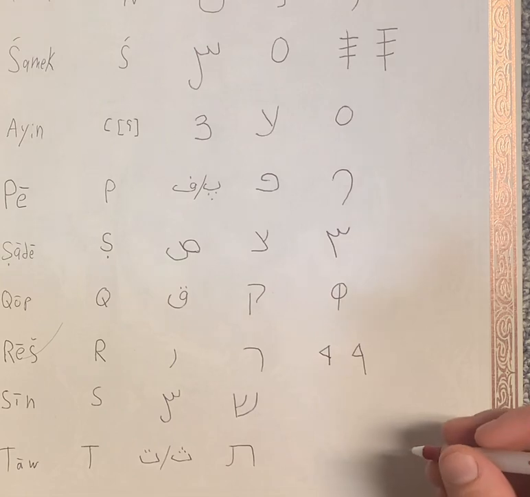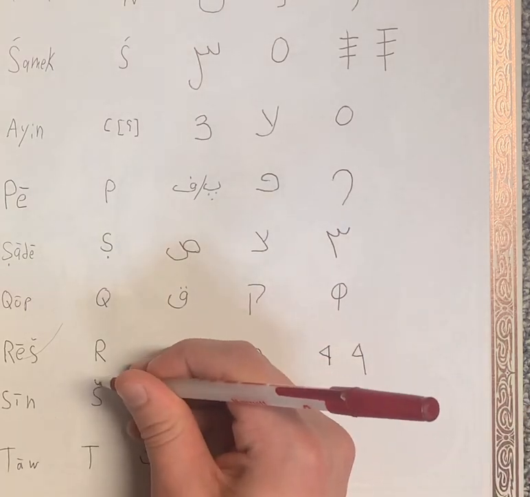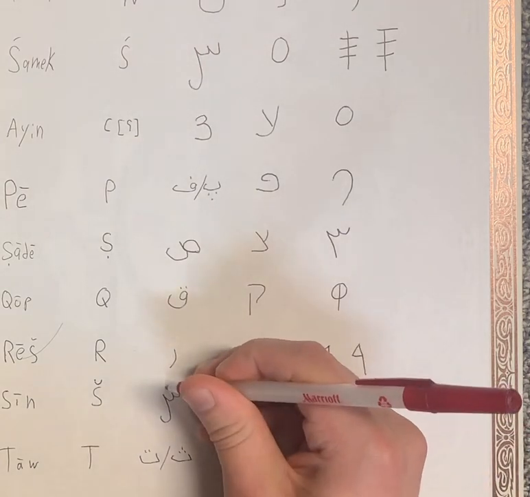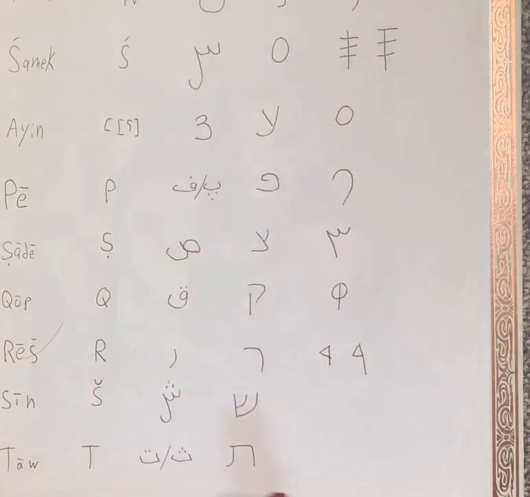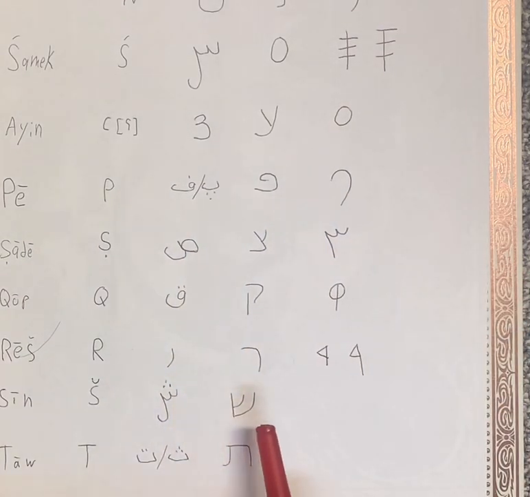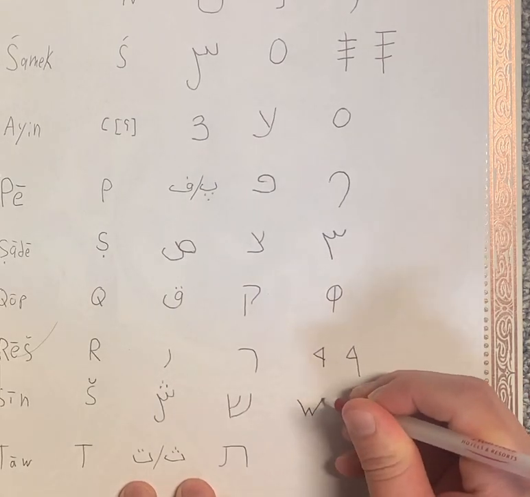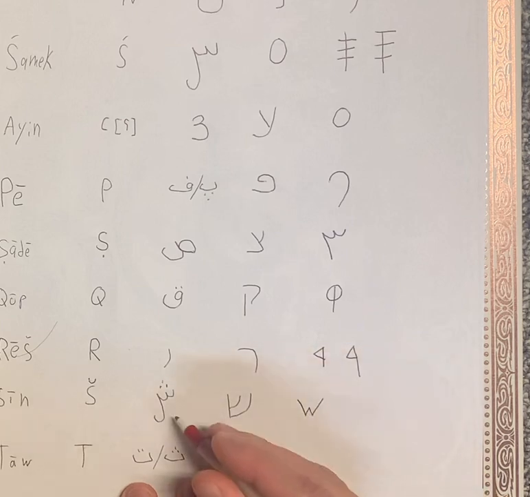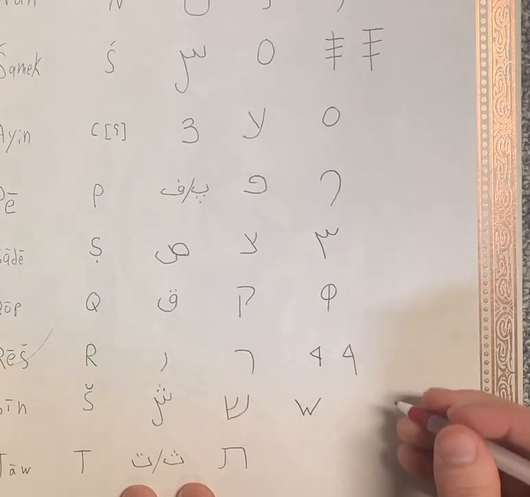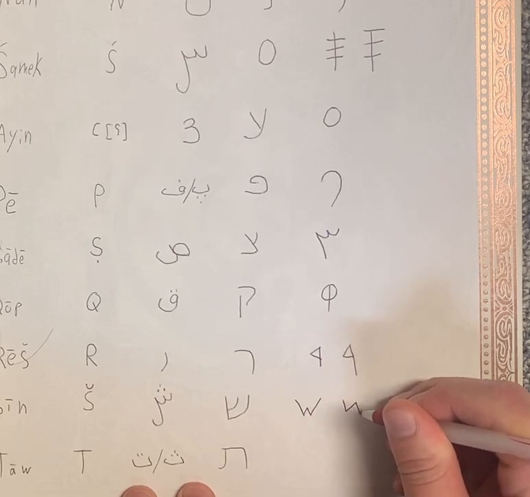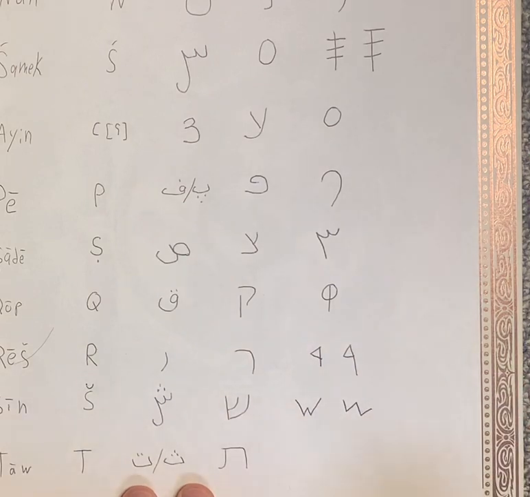There's shin, which makes a sh sound. We transliterate it with this S with a little hat. And the Arabic equivalent we can think of as Sin or Sheen, really, and Shin in Hebrew. And it looks like a W. And you can see the resemblance between this and the Arabic and Hebrew equivalents. It's not always an even W like that. It can be more uneven like that.